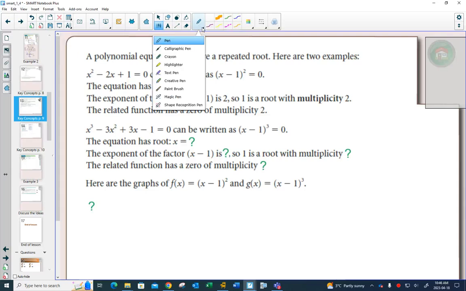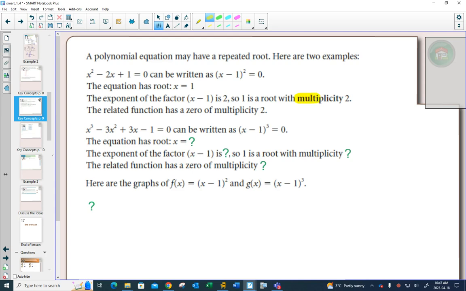And for example 3, we also need to learn about multiplicity. So the new definition: sometimes you get an x-intercept that happens more than once. So for example, if you had this equation and you factored it, you would get x minus 1 times x minus 1. I can write that right above.